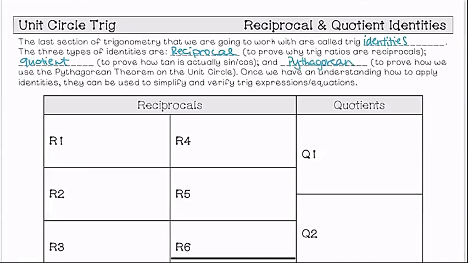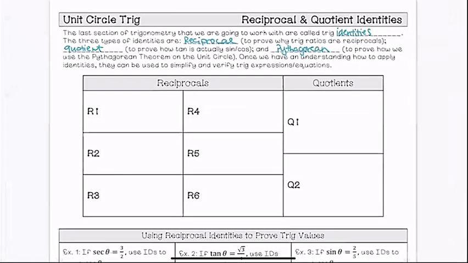Once we have an understanding of how to apply these identities, we're going to simplify and verify trig expressions and equations by using the identities. I've saved us a big space up here at the top to write the identities down. What we're going to do every time we're working with these is we're actually going to circle, write down the identity, and then highlight it within our scratch paper. It'll make sense once you see it a little bit more. This would be an easy way for me to see that you know what you're applying, basically.